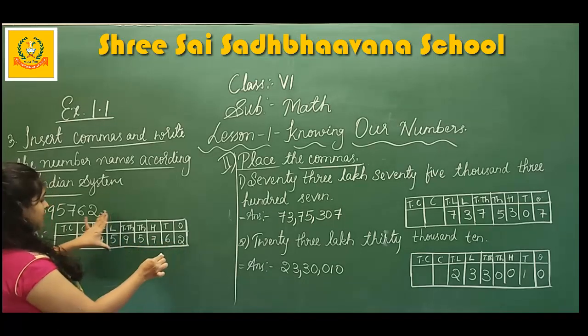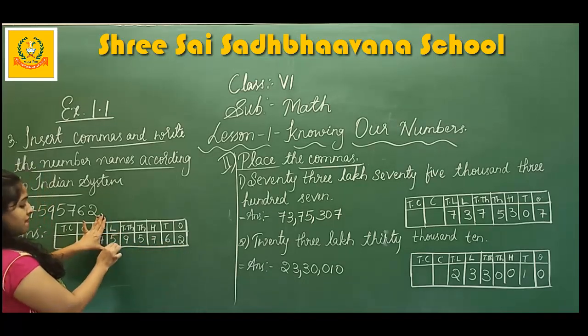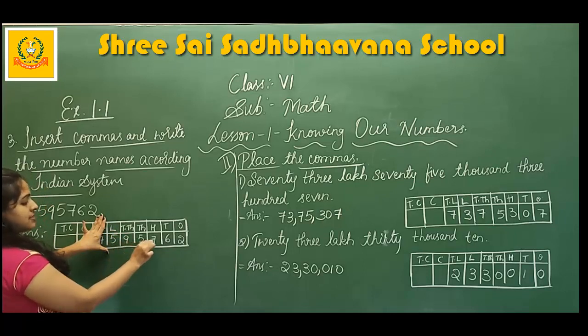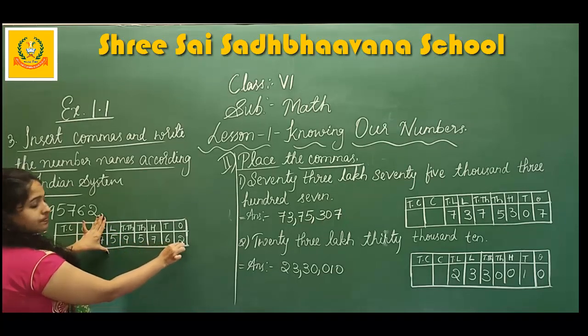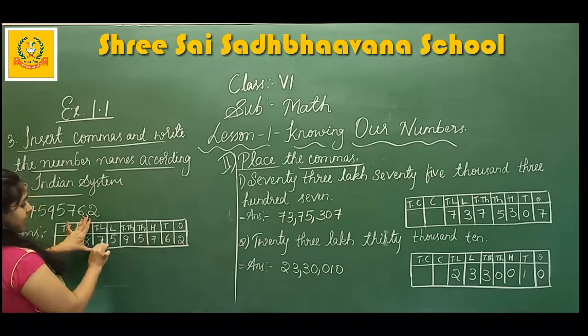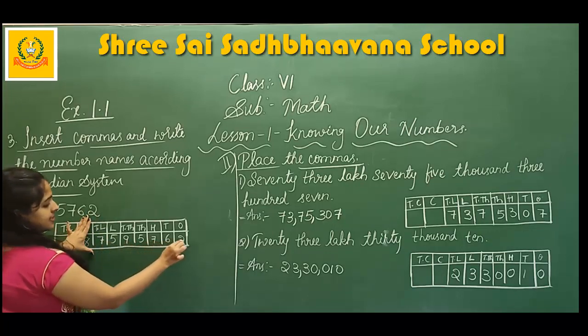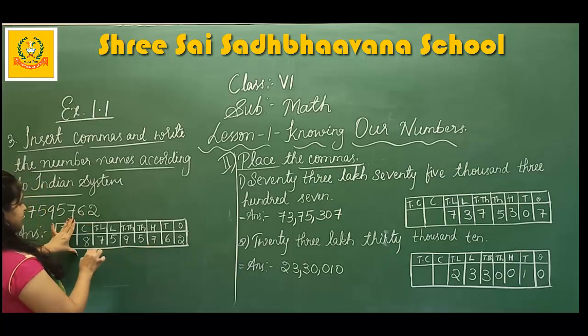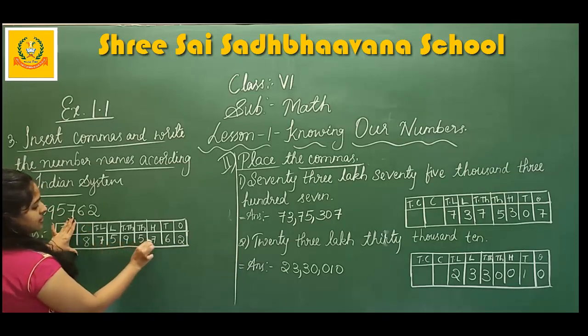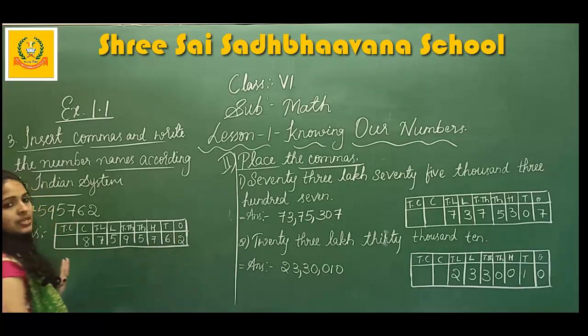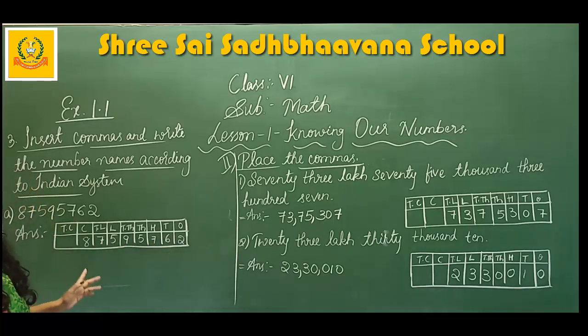Next, 95,762. Okay. Now, lakhs. 5,95,762. 10 lakhs, 75 lakhs 95,762. Next, 8 crores 75 lakh 95,762. In this way we can write the number name. Okay? Yes. Now let us write the number name.